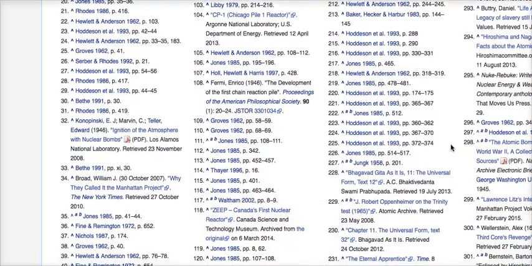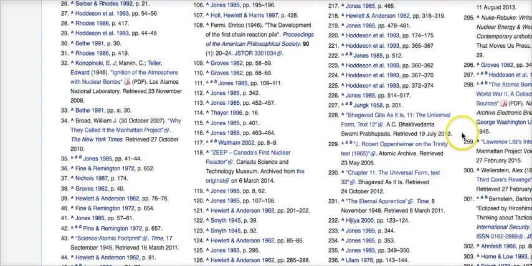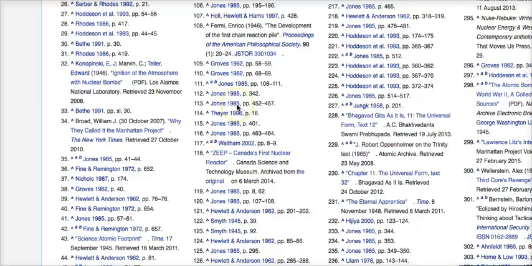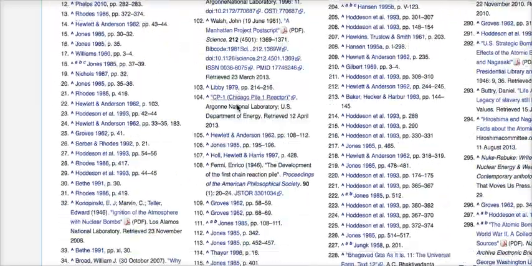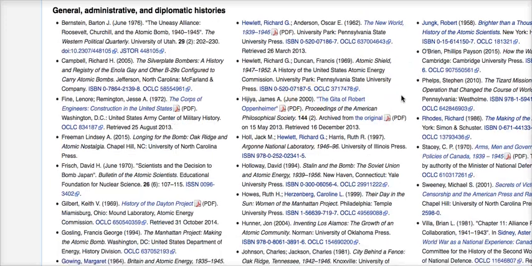Let's see. The atomic bomb and the end of the World War II, a collection of primary sources. That could be really great. An interview from someone who probably was involved. J. Robert Oppenheimer at the Trinity test. What's this? Oh, this is a movie of a quote that he said when he witnessed the Trinity test, which was the first atomic bomb test. So the citations, the footnotes, and the references sections of these Wikipedia articles are sometimes a really great place to go to find other resources.